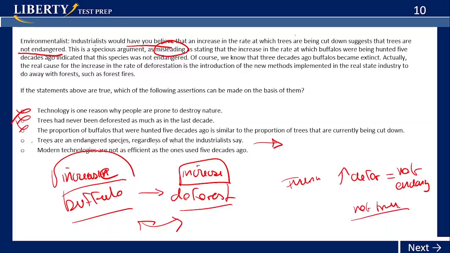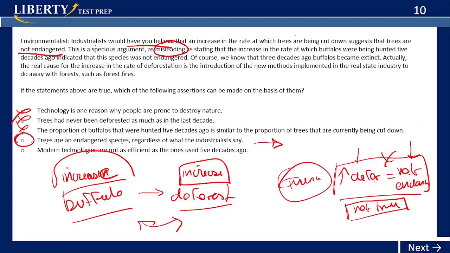Okay, it's specious and misleading. Actually, there are other causes. So by the author, the environmentalist, saying that this argument is not true, what does it mean? That increasing deforestation actually does not show that trees are not endangered. So the trees are endangered, even though the industrialists would say something else. So letter D is the answer, because the author is directly saying that this argument by the industrialist is not true.